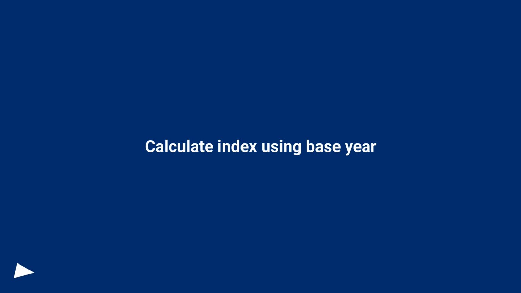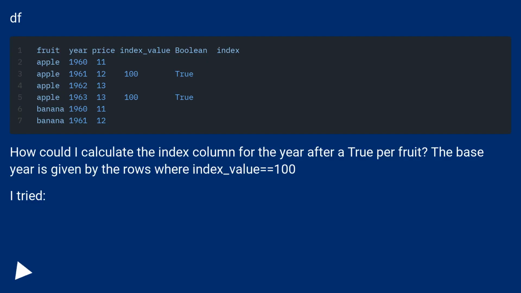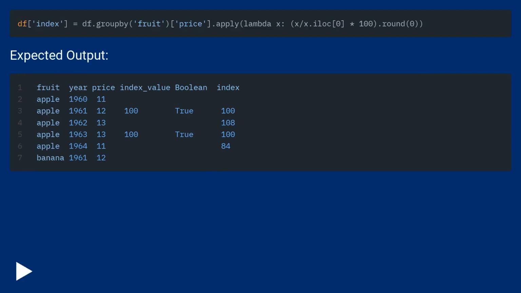Calculate index using base year. DF. How could I calculate the index column for the year after a true per fruit? The base year is given by the rows where index underscore value equals 100. I tried. Expected output.